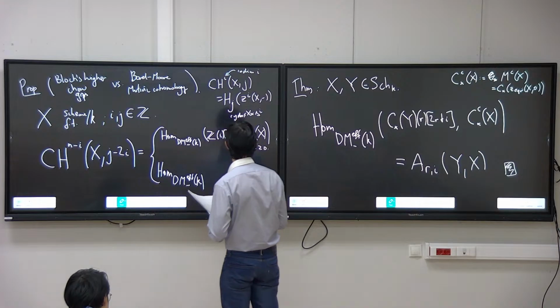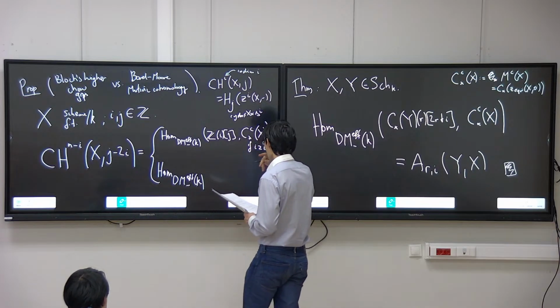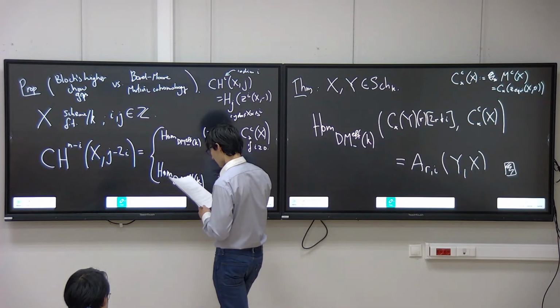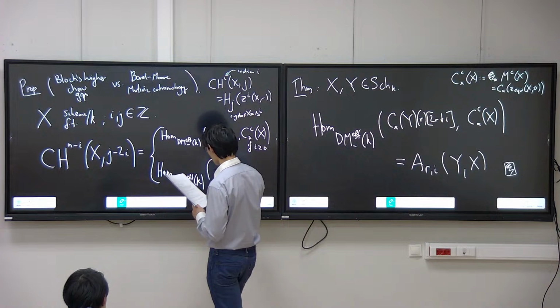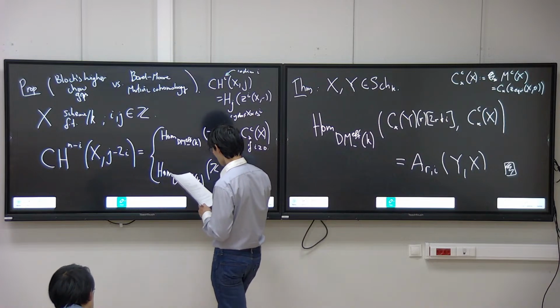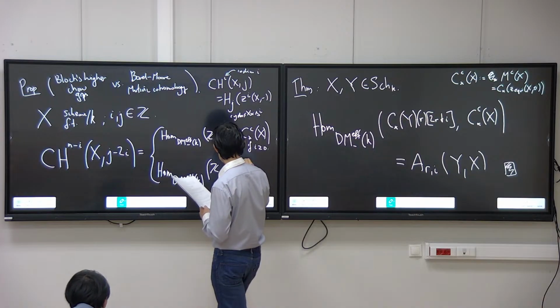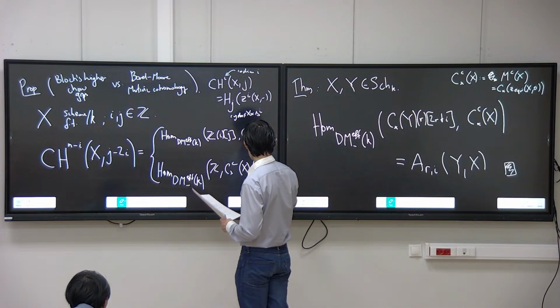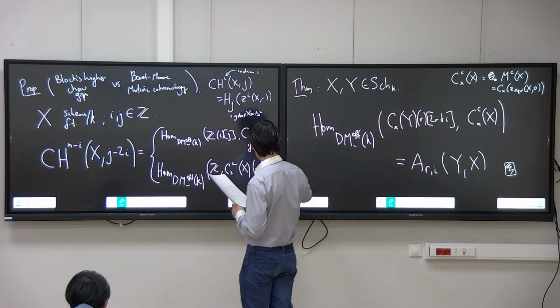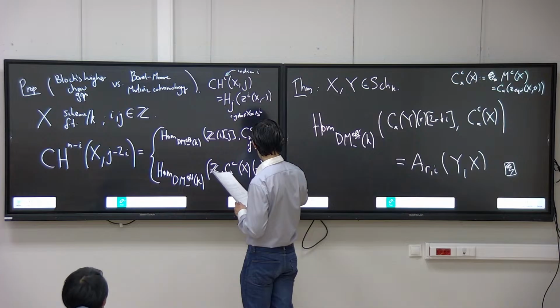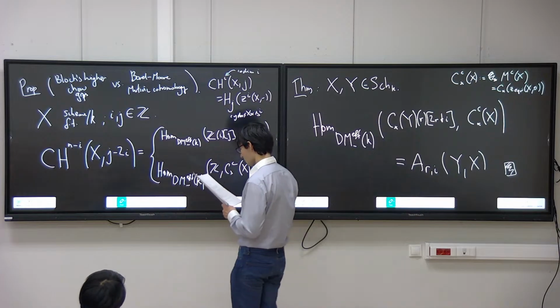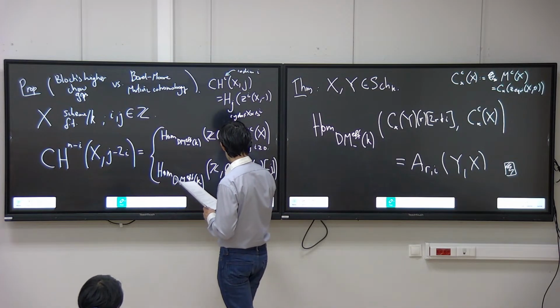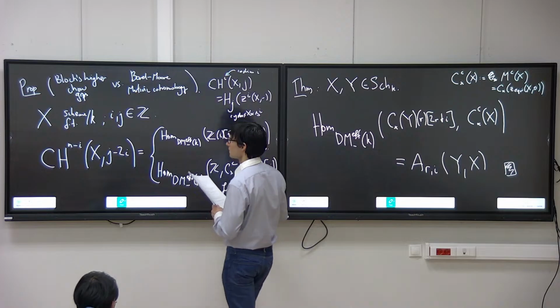I'm not sure how to motivate why the formula is slightly different for different i. I mean, one of them doesn't make sense when i is negative. So for i less than 0. Okay.